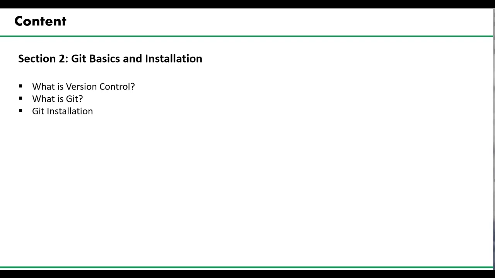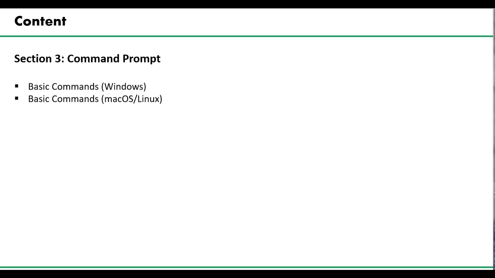Then in section 2, we start with Git Basics and Installation. I will teach you what version control is, what Git is exactly, and where it is coming from. We will also go through the Git installation process so you can install it on your operating system if it's not there already.